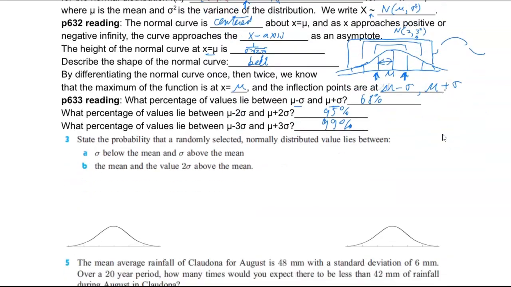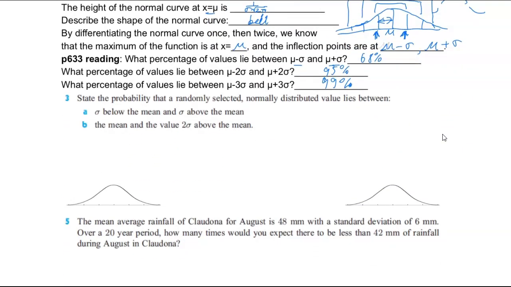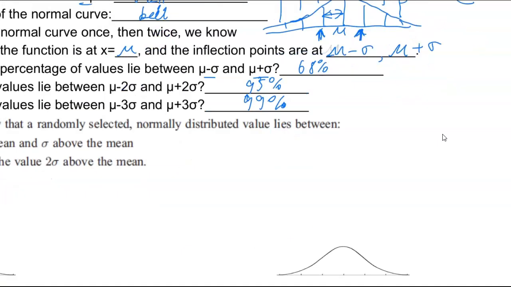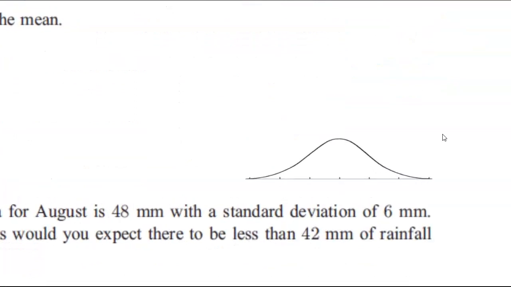Okay, let's move on to the problem set here. We're going to solve these problems using the 68, 95, 99 mnemonic. Now, if we know that the middle two sections are 68%, that means that this is 34% and this is 34%, right? And if the middle 4 sections are equal to 95%, that means that this is 13.5% and this is 13.5%.